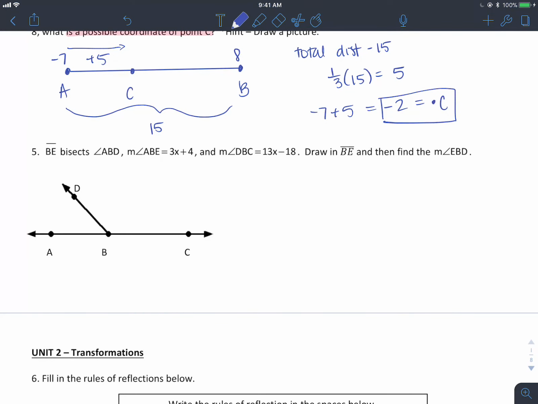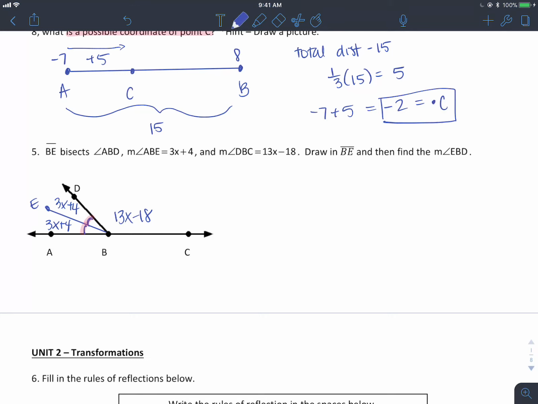All right. Number 5, BE bisects ABD. So that means E is somewhere in here, and it bisects, meaning these two parts are equal to each other. It says ABE is 3x plus 4, and DBC is 13x minus 18. So if we want to figure out the value of x, we're going to have to fill in 3x plus 4 because these two angles right here are congruent.